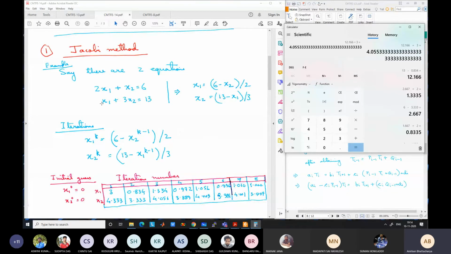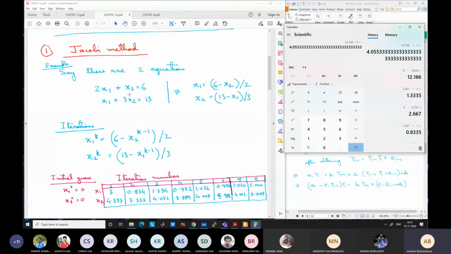So what is the actual value of x1 and x2 in these cases? Means the correct value. 1 and 3.997. That is not the actual value, that is the calculated value. What is the actual? Means direct solution will give what? This is our iterative method value, right? But what is the correct value? Correct value is also there, right?